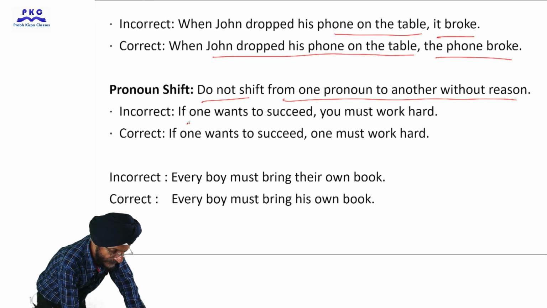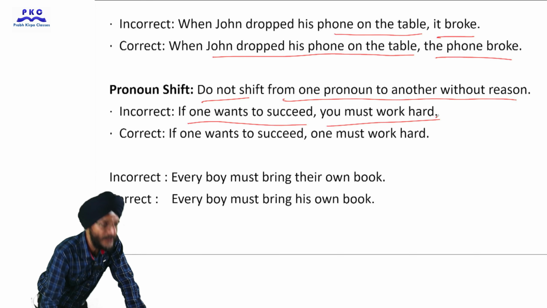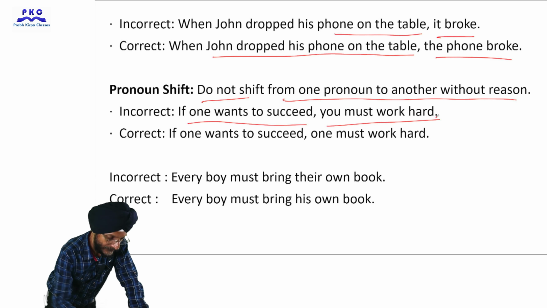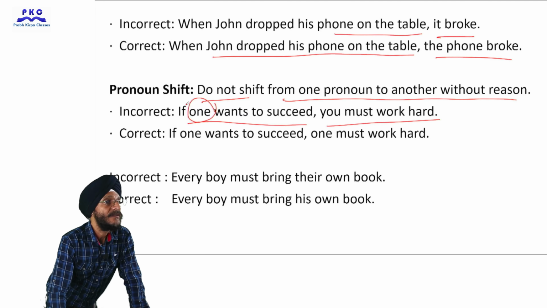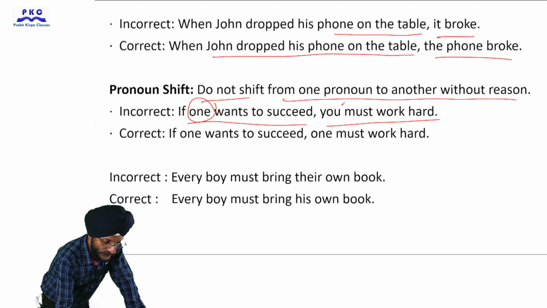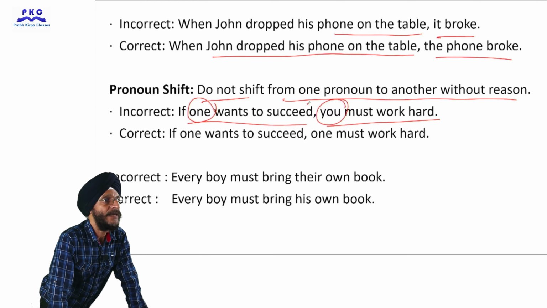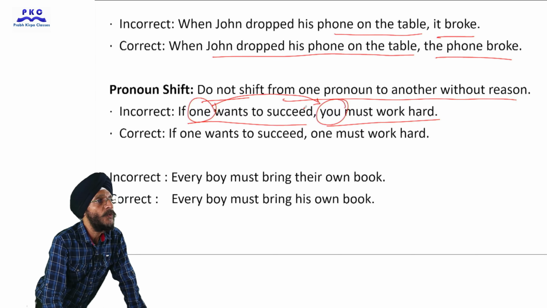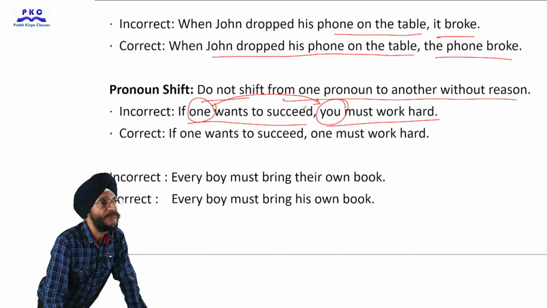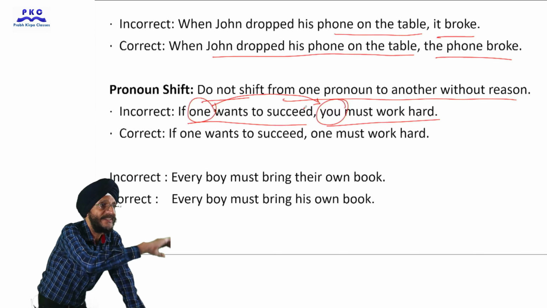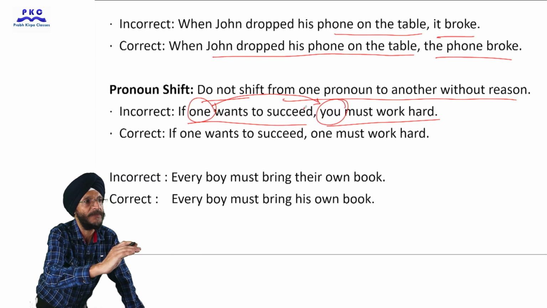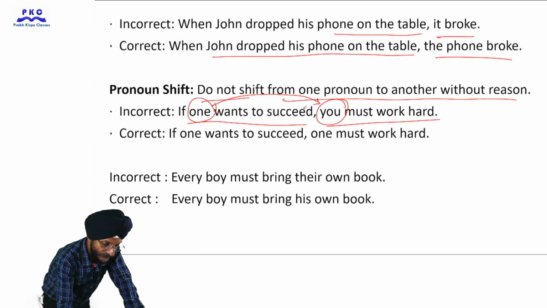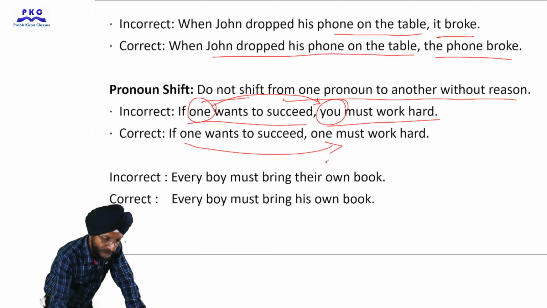Now the example is: If one wants to succeed, you must work hard. Here, "one" means third person, "you" is the second person. That is, we have shifted from third person to second person. The pronoun has been shifted from third person to second person. It is wrong. If one wants to succeed, one must work hard.